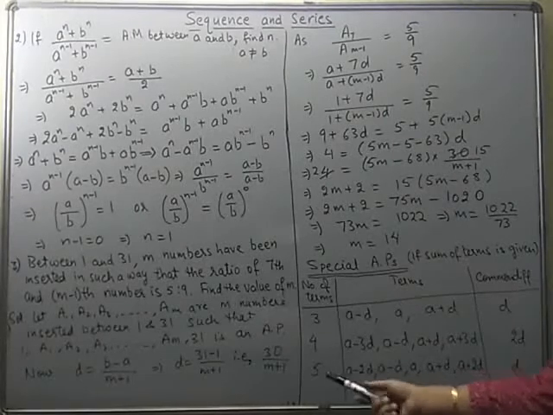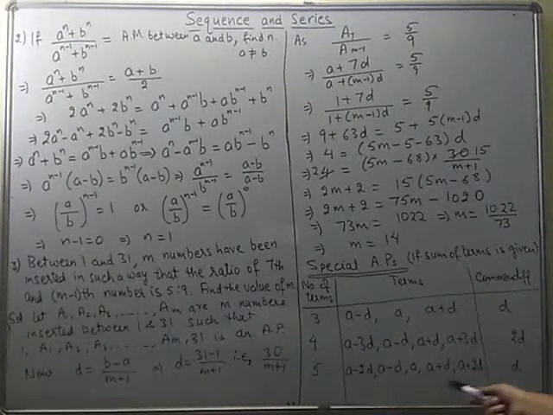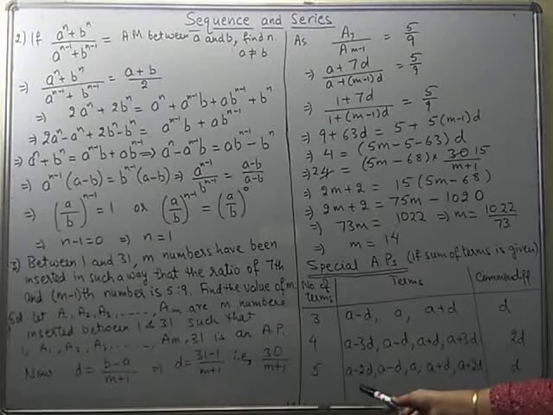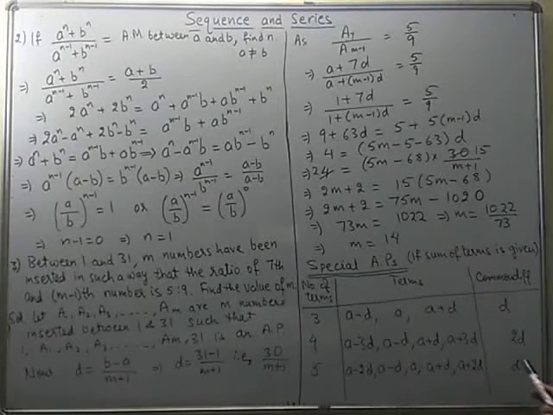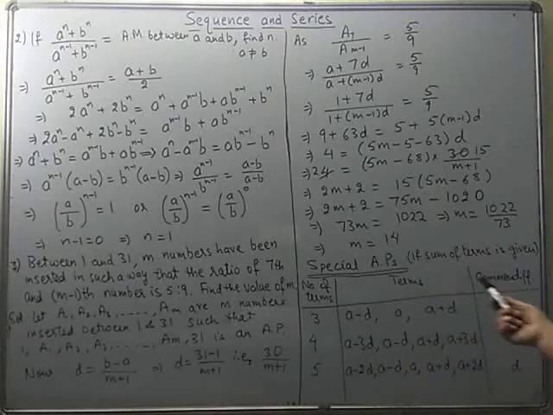Again, if the number of terms is 5, then the terms can be assumed like this: a minus 2d, a minus d, a, a plus d, and a plus 2d. Now in this case again the common difference will be d. But we will be using them only if we come across any such question where they say the sum of terms is given.